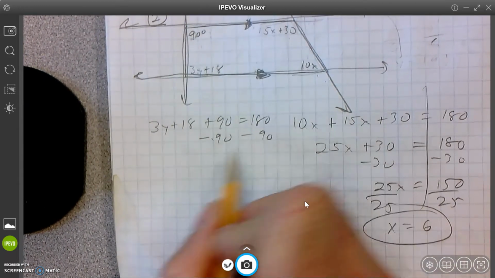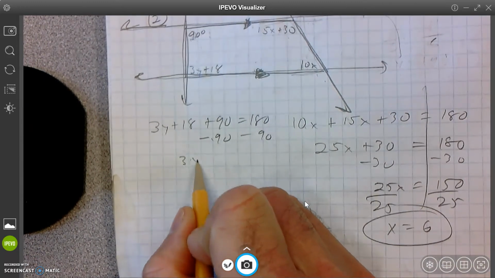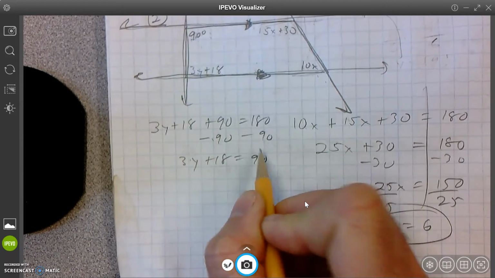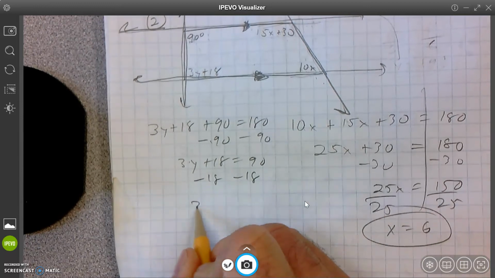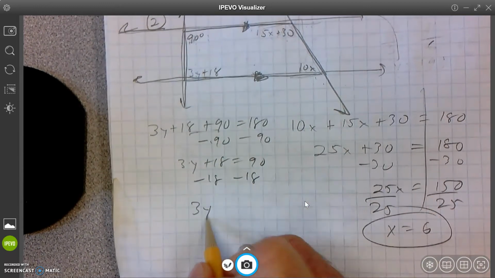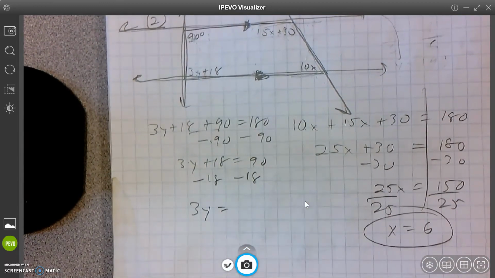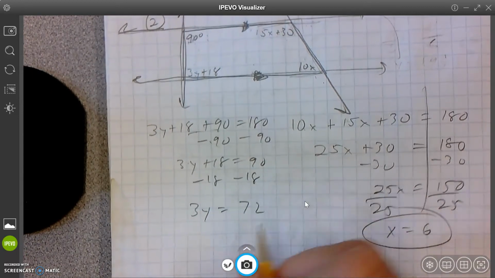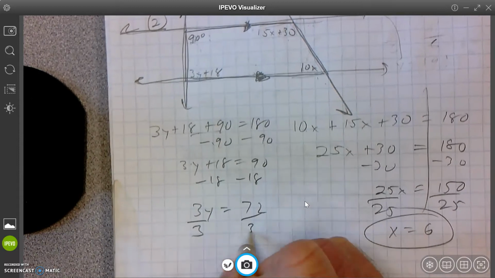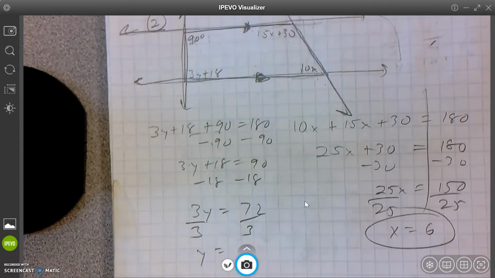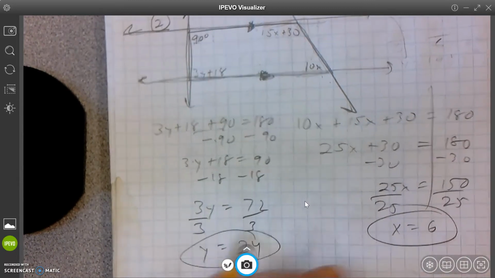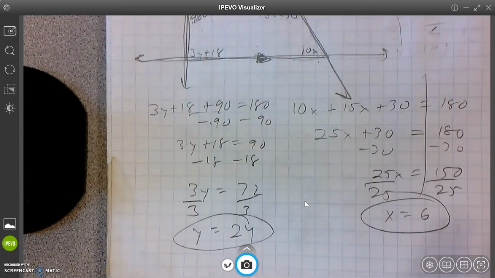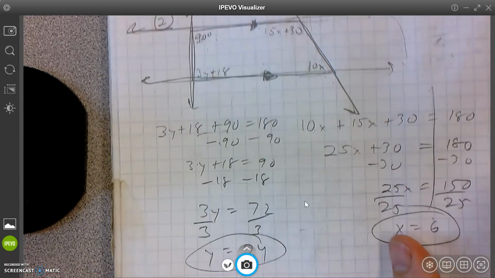Subtract 90, 3y plus 18 equals 90. Oh, there's the same thing, right? Subtract 18, you can do that. I could have combined like terms here and got the same answer. I'm just showing you different ways now. 90 minus 18, as long as you follow the rules of math, you generally get the things correct. Divided by 3, y equals 72 divided by 3 is 24. Cool. So, y is 24, x is 6 with this.